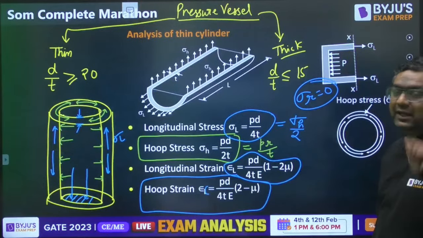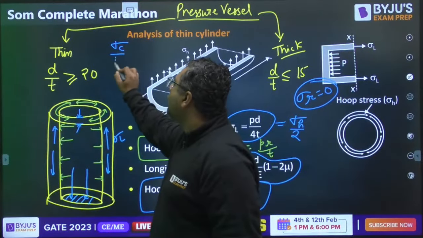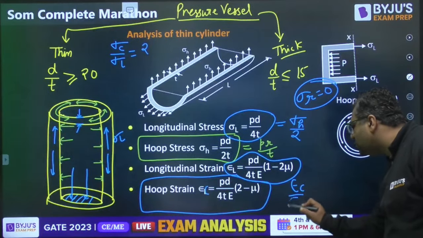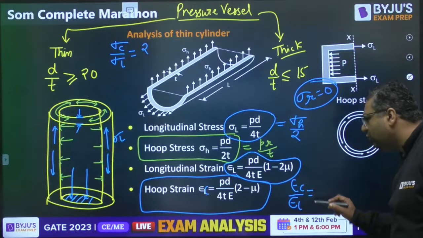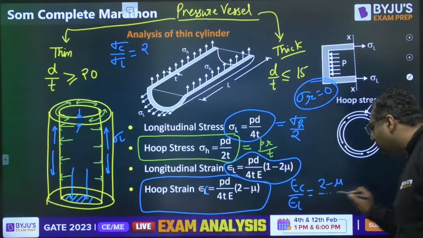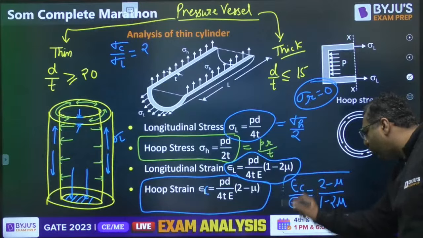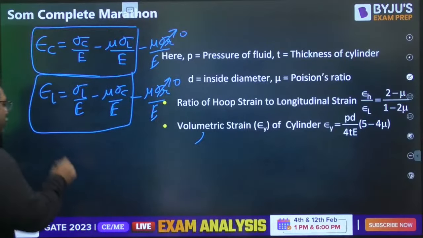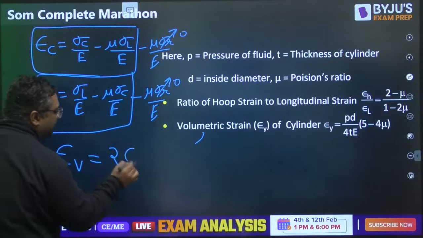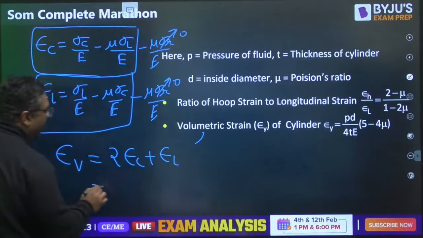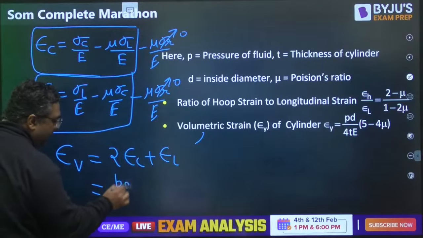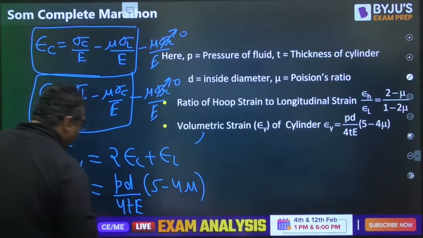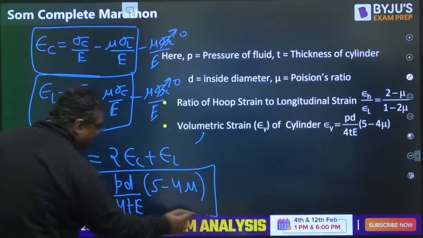Sometimes they can ask you the ratio of circumferential stress to the longitudinal stress. You will have the answer to be 2. Sometimes they can ask you the ratio of circumferential strain to the longitudinal strain. You will write it as 2 minus mu divided by 1 minus 2 mu. So knowing the value of Poisson ratio, you can find the ratio. Now we will enter one more strain, the volumetric strain. You know that it is 2 times the circumferential plus the longitudinal. When you find it out, you get PD by 4TE into 5 minus 4 times mu. This is the volumetric strain in the thin cylinder case.